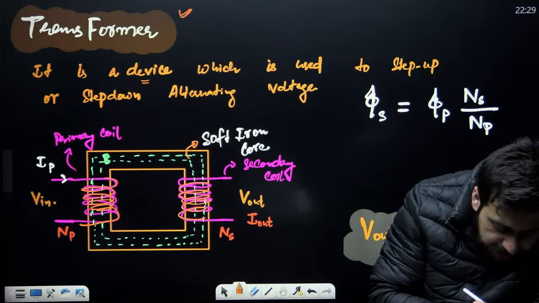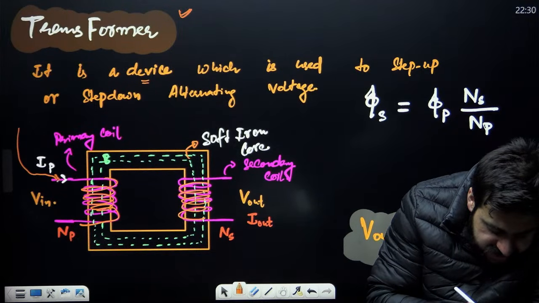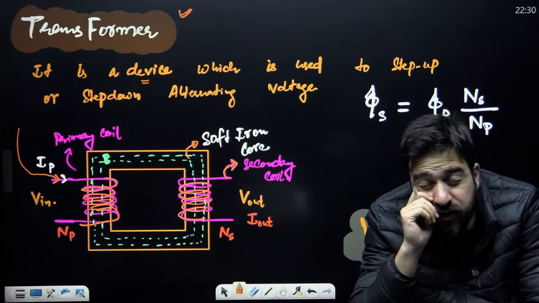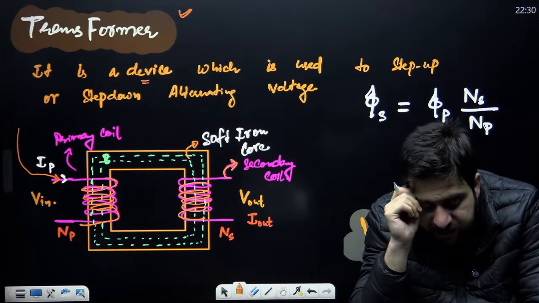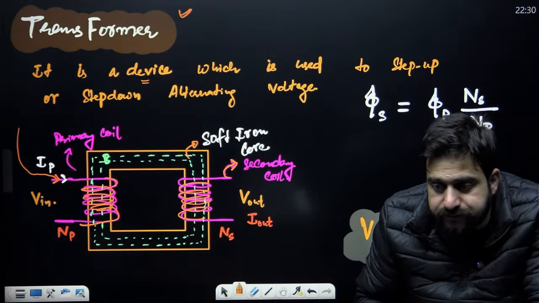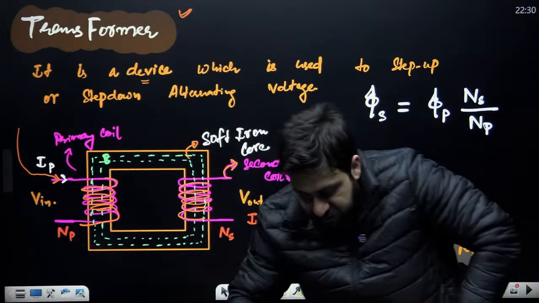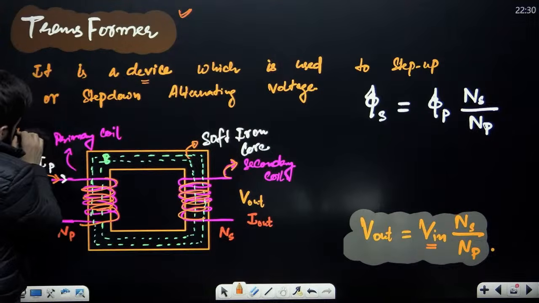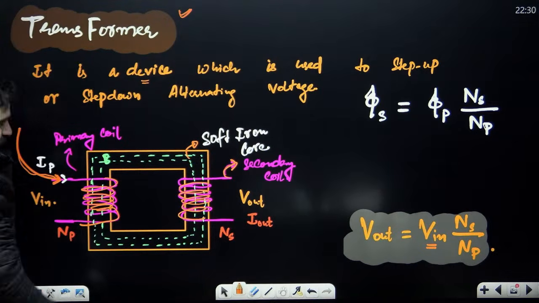So basically the supply which comes from the outer side enters the primary coil. The supply which leaves the transformer is what we call the secondary coil. That is the secondary current. Now the voltage which comes from outer side, that is V in. Listen carefully. I'll show you here. The supply which comes from the outer side is basically V in.